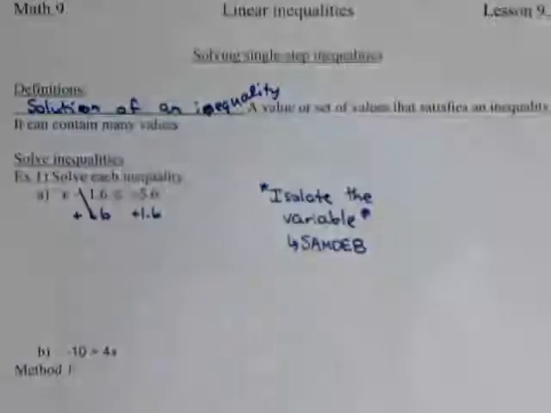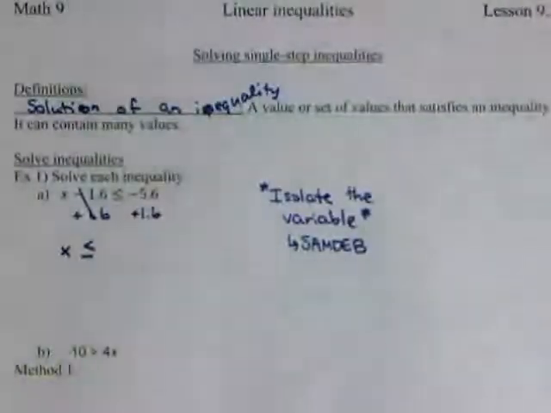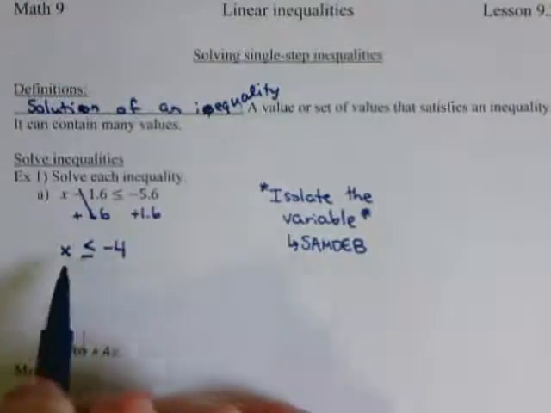And we cancel that out. Therefore, it becomes x is less than or equal to... We're just going to double check. There we go. X is less than or equal to -4, and that is your solution.